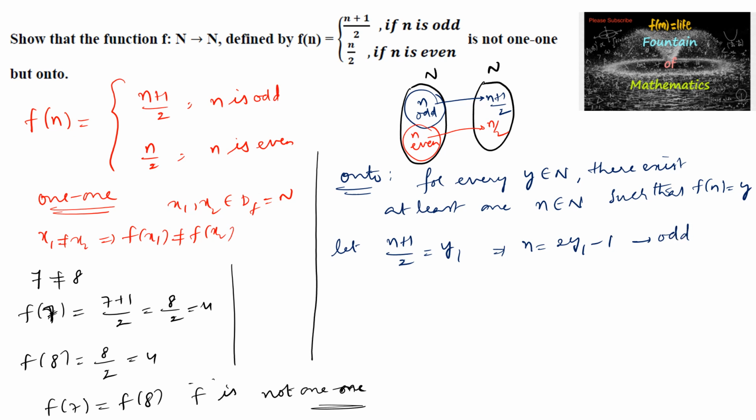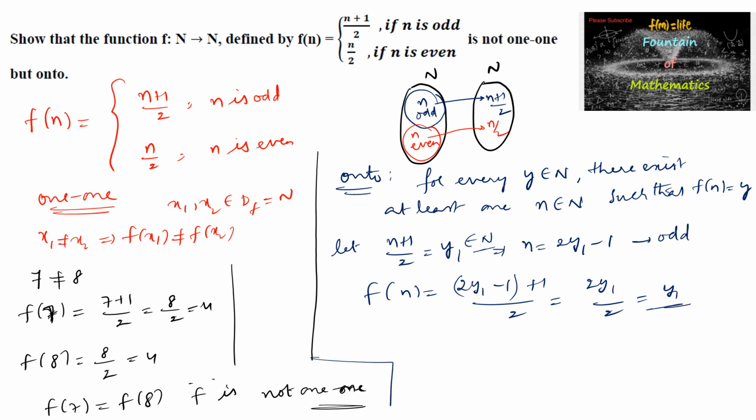So that f of n is equal to, since n is an odd number, we need to write (2y1 minus 1 plus 1) upon 2, which is equal to 2y1 upon 2, which is y1. So first we can say that for y1 belonging to N, there exists some n belonging to N which is an odd number such that f of n is equal to y1.